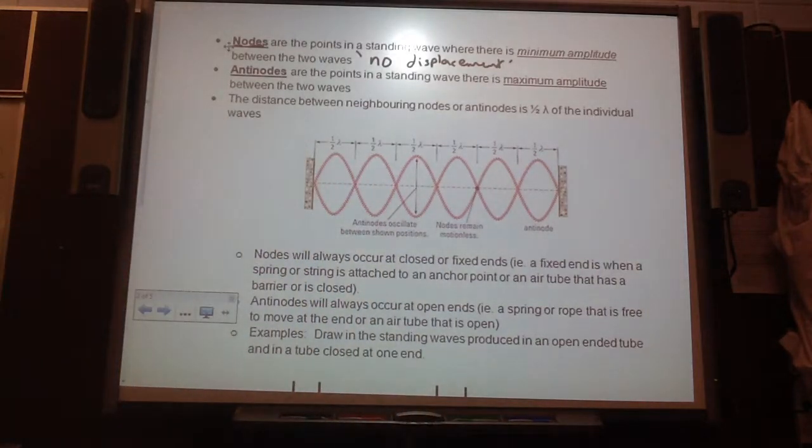Then antinodes are the points in a standing wave where there is maximum amplitude between the two waves. So that's like where our crests and our crests meet up, or our troughs and our troughs meet up, and we have that interference, that constructive interference.